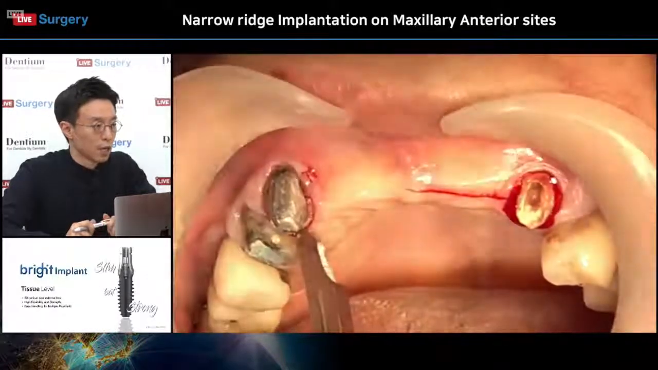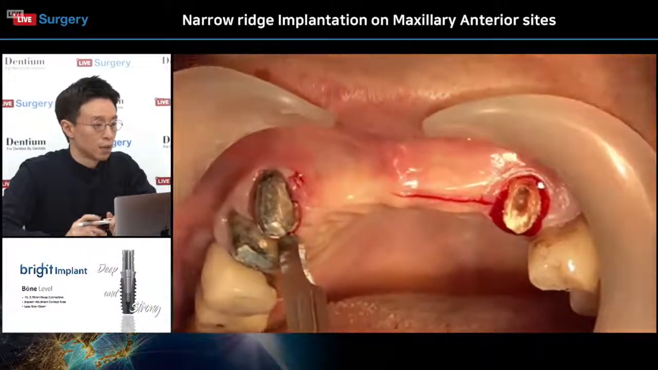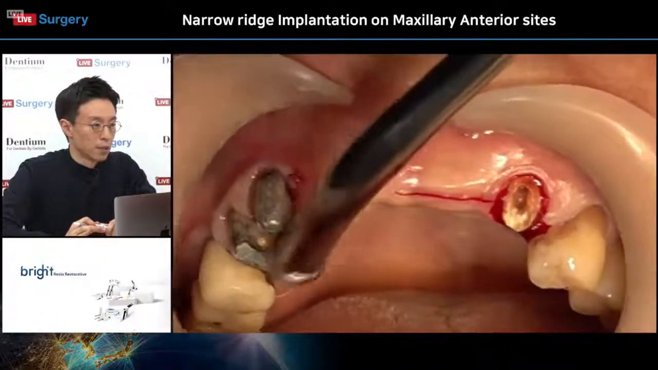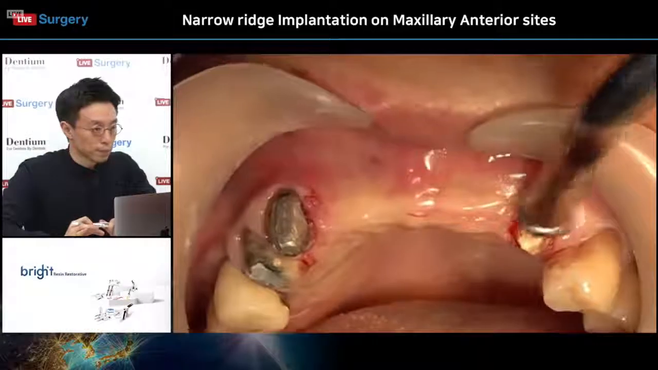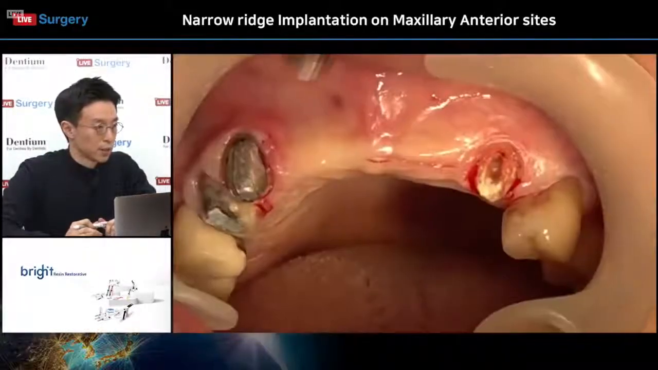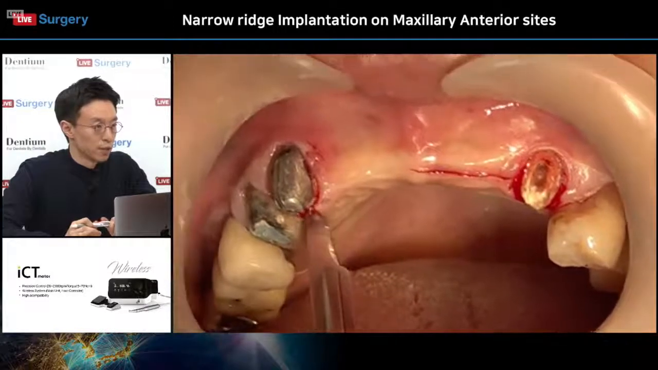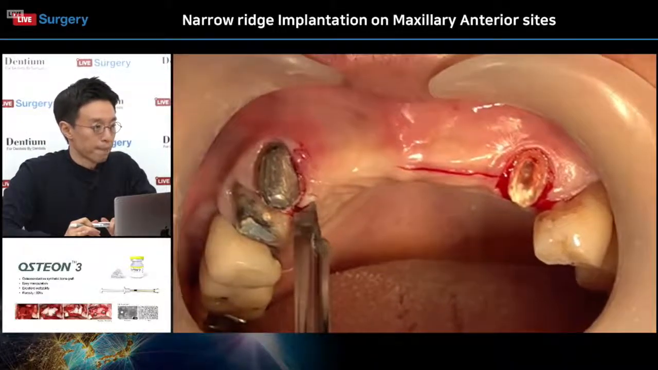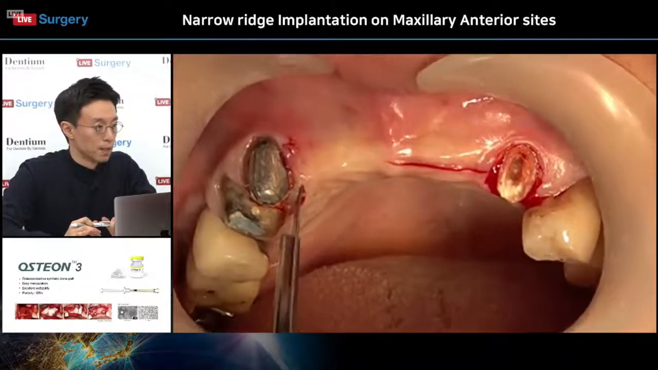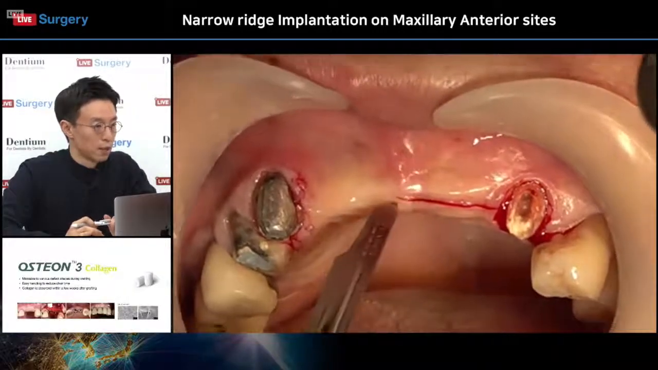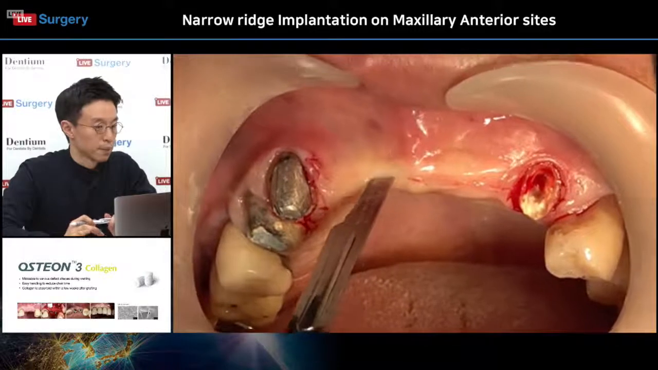If we cut the incisive papilla during the surgery, the patient feels discomfort due to inflammation and swelling. That is very important to avoid the incisive papilla at the anterior maxillary area.